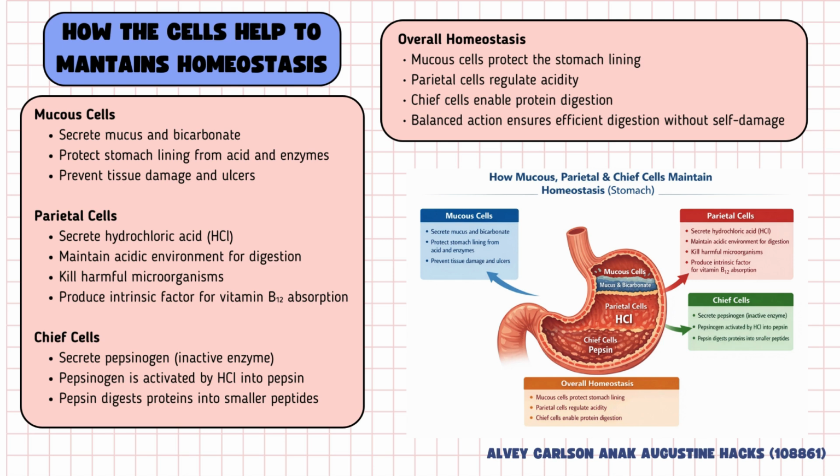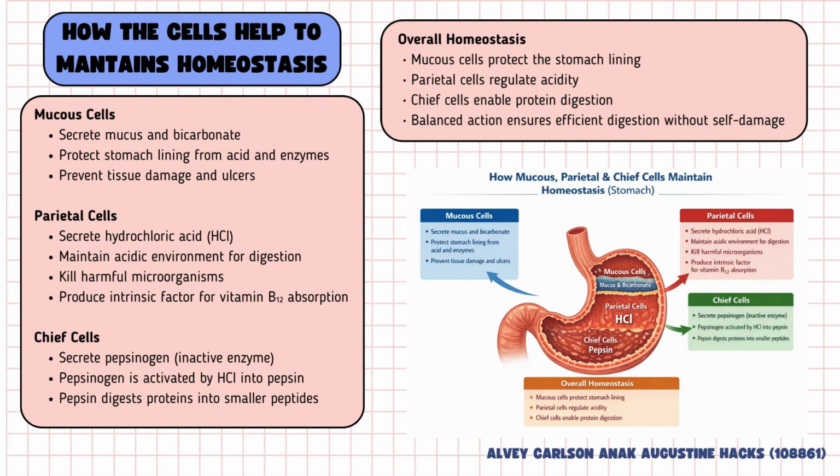Today, I'm going to present on how the cells help to maintain homeostasis, specifically mucous cells, parietal cells, and chief cells in the digestive system. First, mucous cells secrete mucus and bicarbonate. These substances form a protective layer that prevents stomach acid and digestive enzymes from damaging the stomach lining.